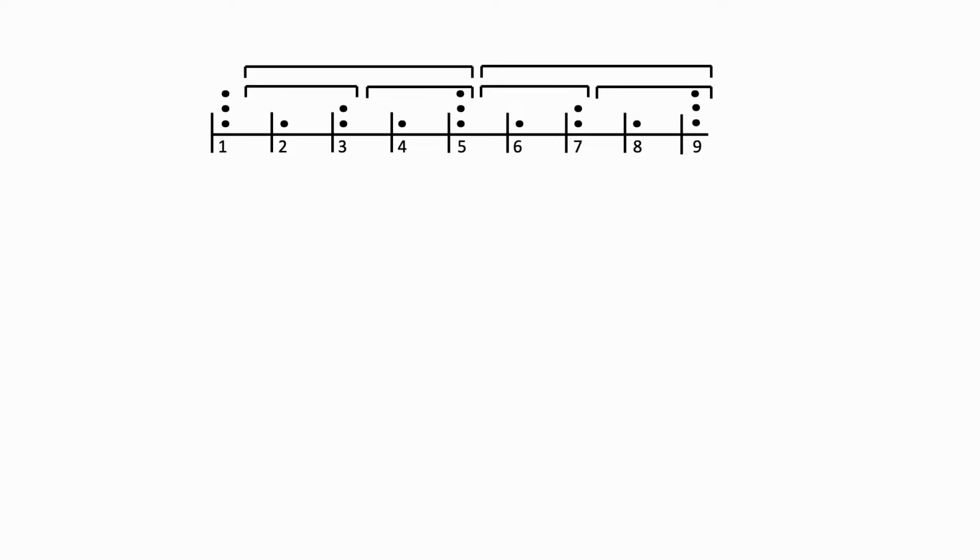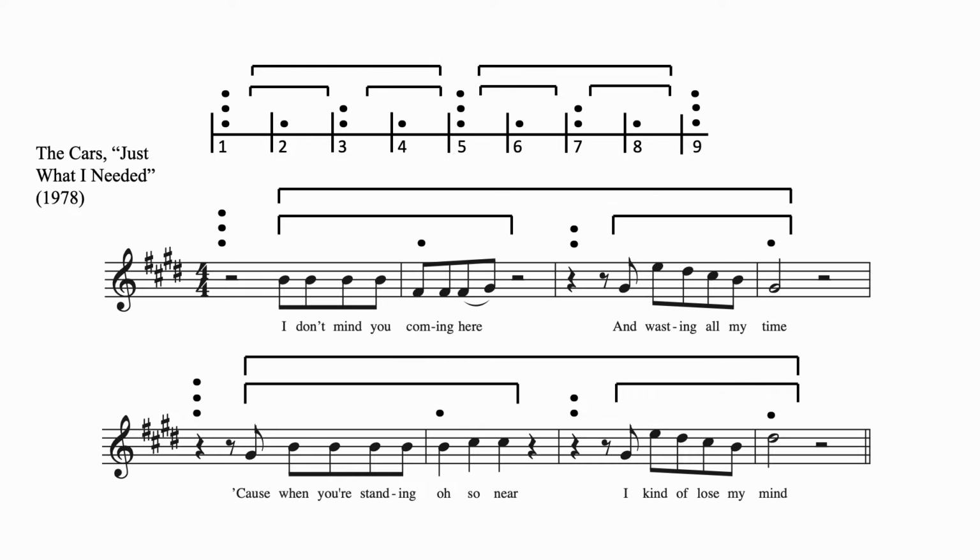A final possibility is what I call island phrasing. This is when groups begin just after an empty downbeat and end just before one, so that they seem to avoid strong metrical accents. Island phrasing is rare in classical music, but quite common in pop music. Here is an example from the 1970s.